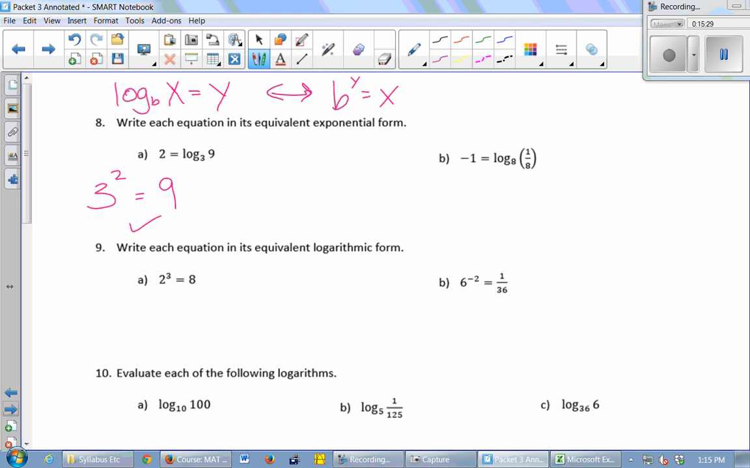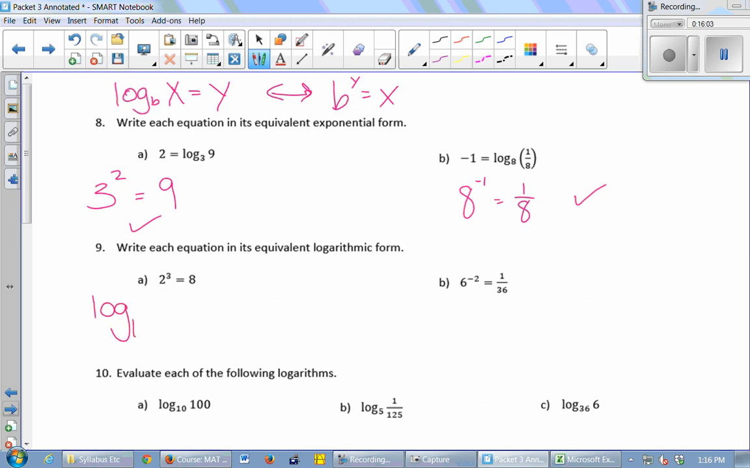All right, so in this next one, my base is 8. What is my exponent? -1. And that should equal the final number in the equation, 1/8. Is that true? Yes. 8 to the -1 does equal 1/8. All right, so we can go from logarithmic to exponential form. Now, if I give it to you in exponential form, we should be able to go the other direction and write it in log form.